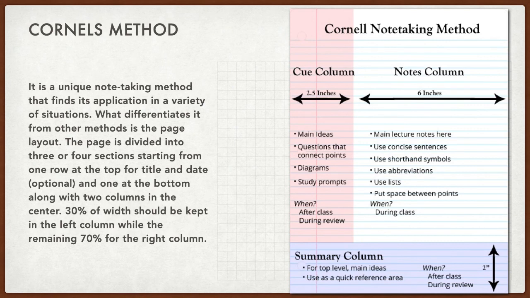Cornell's method. It is a unique method of note taking that finds its application in a variety of situations. What differentiates it from the other methods is the page layout. The page is divided into 3 or 4 sections, as you can see on your slides or computers or whichever device you are seeing it on. I'll give you an example.